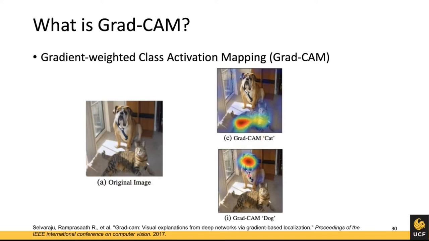If I make a decision of a dog, you can see that the Grad-CAM heat map changes its focus. It highlights the region of the dog. So this indicates where the pixels contribute the most to the decision.